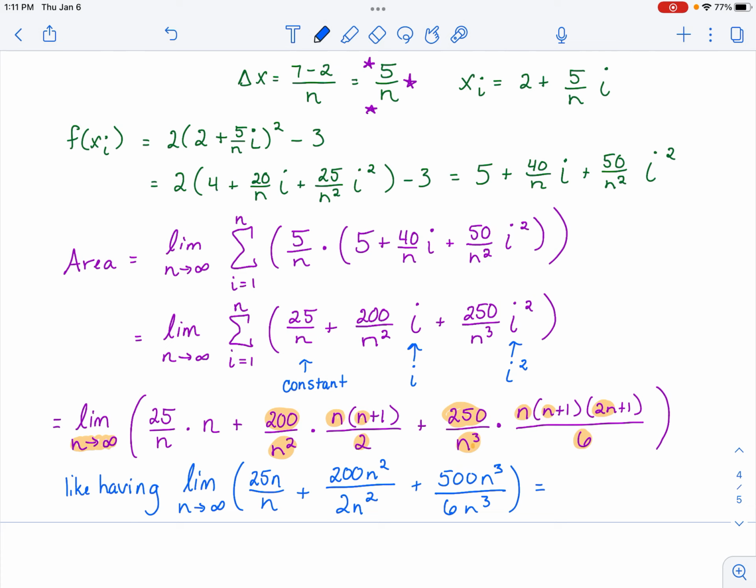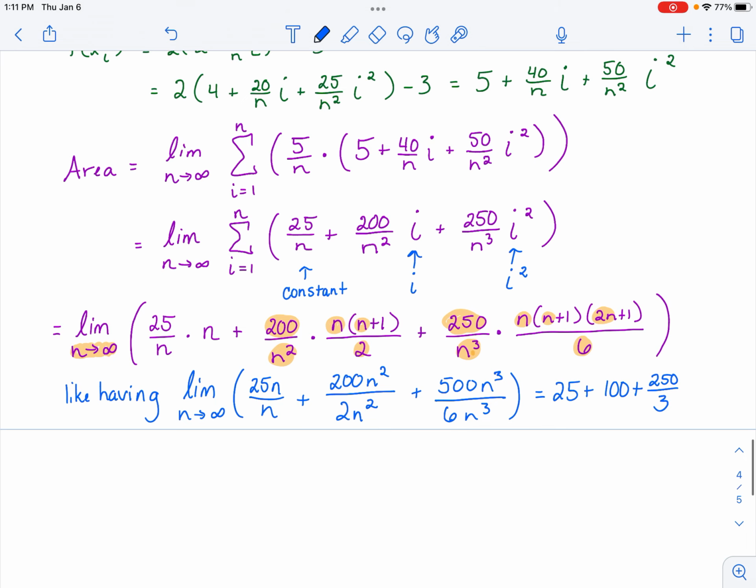So this is actually equal to, I'm doing the limit so I don't write limit anymore, 25 plus 200 over 2 is 100, plus 500 over 6 is 250 over 3. And then if you get a common denominator, you'll get 75 over 3 plus 300 over 3 plus 250 over 3 is 625 over 3. And this is square units. I don't really have enough space to write it, but it's there. All right. That is the precise area under the curve. I think that's approximately 208, a little bit over that.